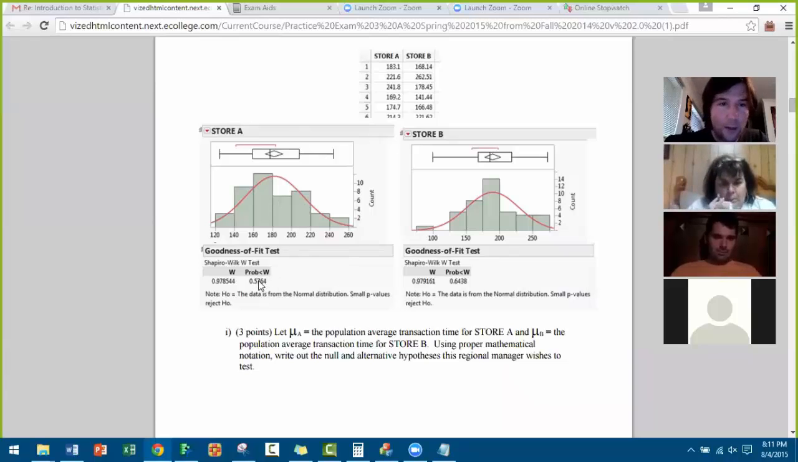Just seeing what we have here, we can't reject the null that the data comes from the normal distribution, and we can't reject the null that the data comes from the normal distribution. So it looks like the data is normal. It's normal enough. Good for us to know.